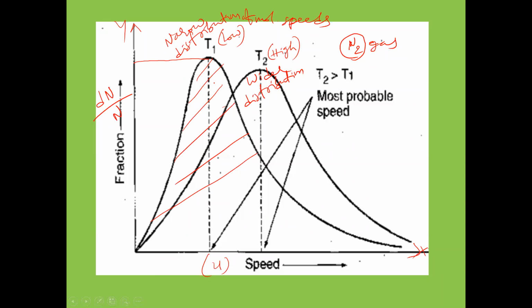So it's about the concept of molecular speeds. Still it is to be discussed.